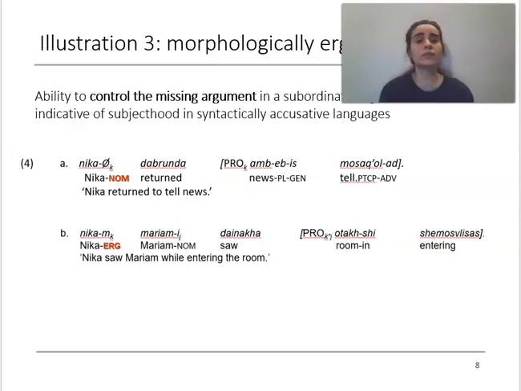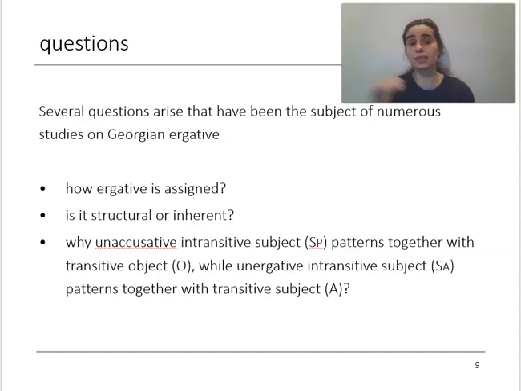The next thing, the same, but you can see these examples of these tests later on. This is the ability to control the missing argument in subordinate adjunct clause. These are illustrations which you can see afterwards, and we can discuss that later on in the class. Here now I present several questions that arise.